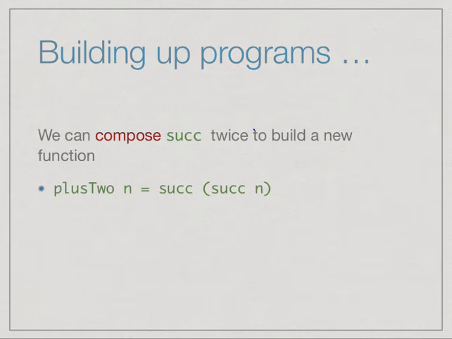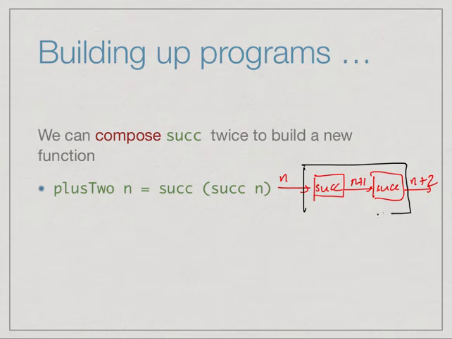So now that we have the successor function, we can apply it twice to an input, for example, and get a new function which adds 2. So plus 2 of n takes n, applies successor, and then applies successor to that. So it's as though we had two boxes with us called successor. We feed n here, then we get n plus 1. We feed it to the second box and we get n plus 2. And now we can take these two boxes and call this outer box plus 2.